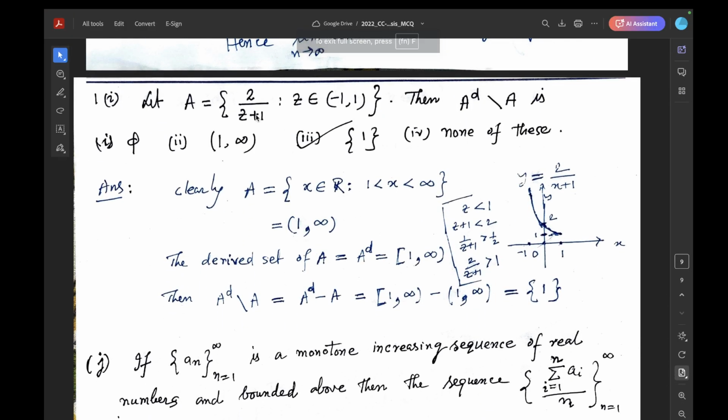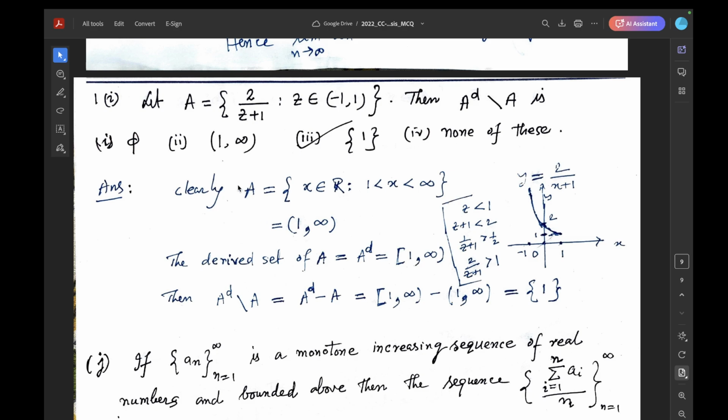Now, first we draw the graph y equal to 2 by x plus 1. If we draw this graph in Desmos, then we get this type of curve. Here z is actually x, and the domain is minus 1 to 1. At the point 1, the value is 1, and when x tends to the lower limit minus 1, this tends to plus infinity. So 2 by z plus 1 tends to infinity.